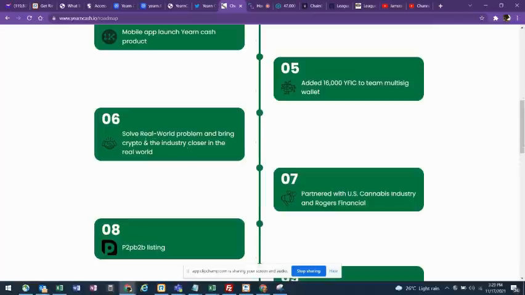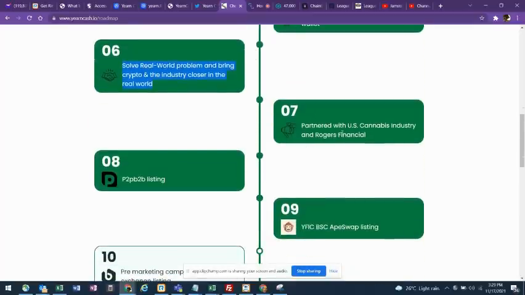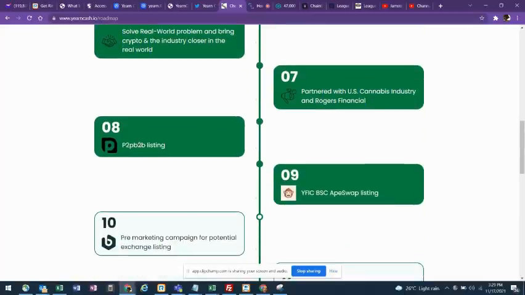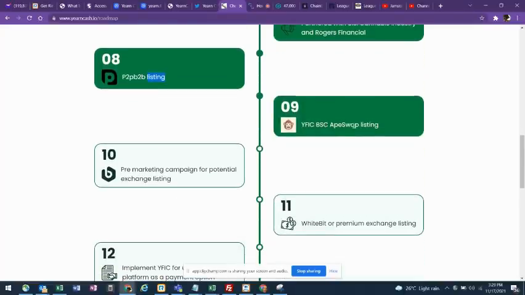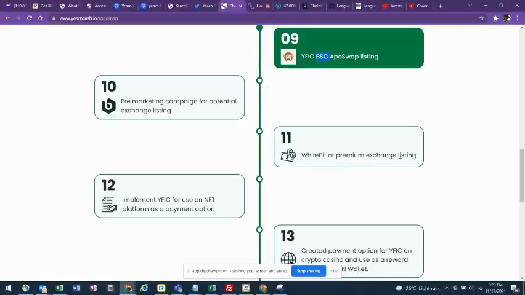Then solve real world problems and bring crypto and industry closer in the real world. So this is their plan. And they will partner with US Cannabis Industries and Rogers Financials. Then there will be B2B listing, and they have a YFIC BSC ApeSwap listing. I think this is for DEXs. And then a pre-marketing campaign for potential exchange listing. Then Whitebit or premium exchange listing. Okay, so they want to be listed on Whitebit.